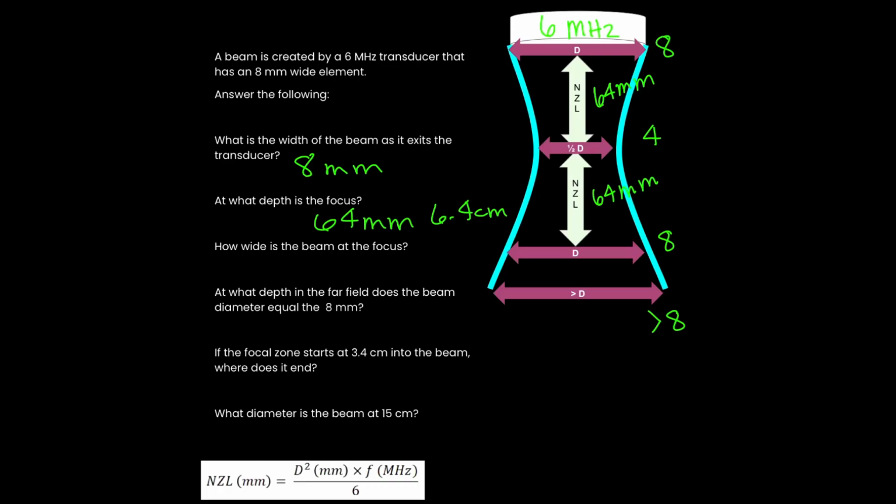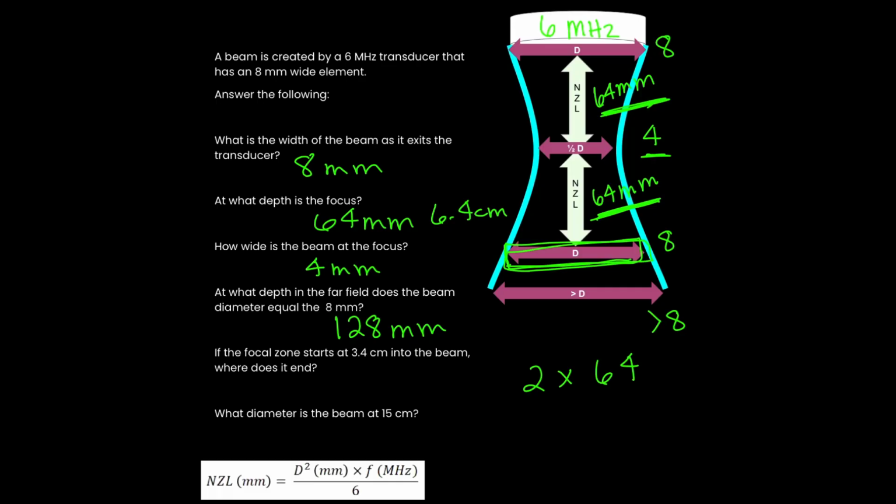Now the next question says, how wide is the beam at the focus? We already figured that out. So we know that's 4 millimeters because it's half of the diameter. Next question, at what depth in the far field does the beam diameter equal 8 millimeters again? So we know 8 millimeters, 2 near zone lengths, so 1, 2, we should be back to our 8 millimeters. So to calculate that depth, we need to multiply 2 times our near zone length. And that is going to give us 128 millimeters. So it's 1 near zone length plus another near zone length to get to where the beam diameter is going to be equal to the diameter again.